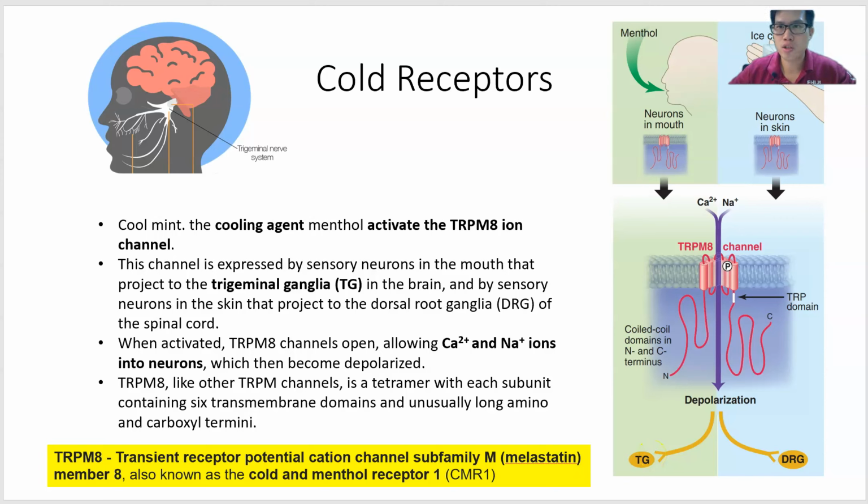So this is just a comparison between the skin and the mouth. The receptor is the same, TRPM8. The mechanism is also similar, but one is from the mouth through the trigeminal, and one is through the skin, through the dorsal root ganglia, through the spinal cord.